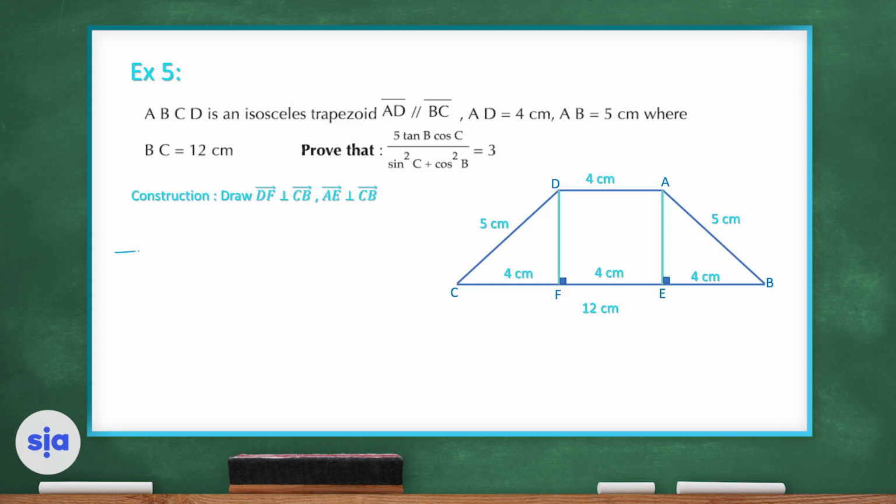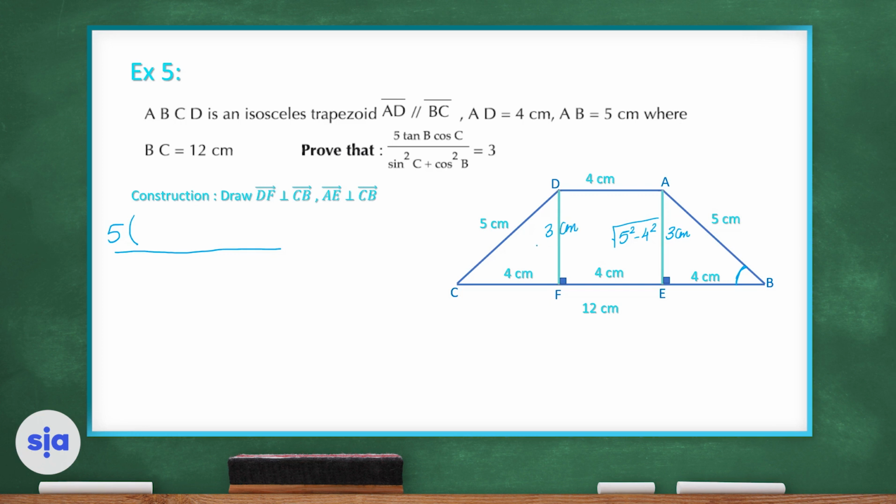So, here's the fraction that we want us to prove. 5 times, what's tan B? We go here to angle B. How can we find AE? We can easily find AE using the Pythagorean theorem. So AE equals square root of 5 squared minus 4 squared. So AE is 3 centimeters long. And the same as here, the DF is also 3 centimeters long.